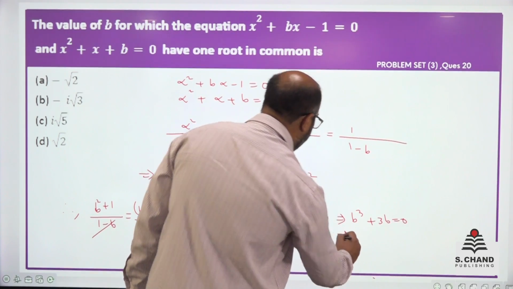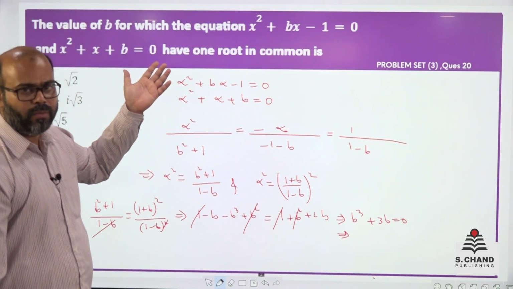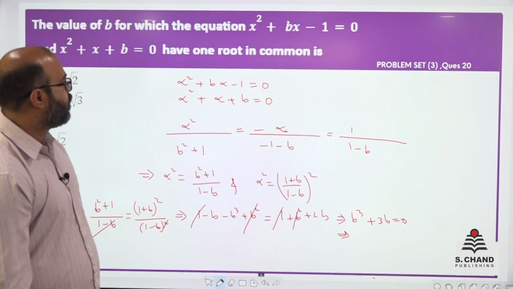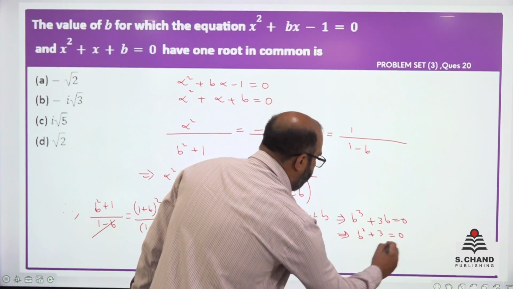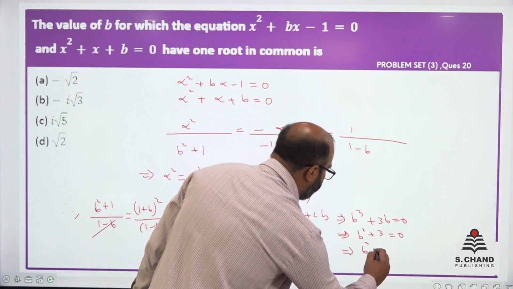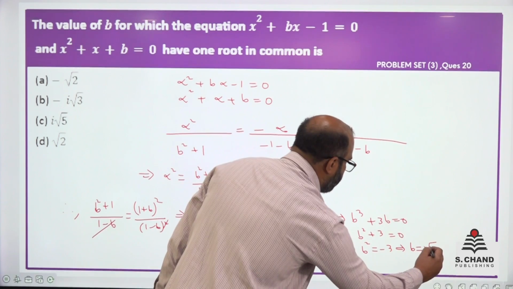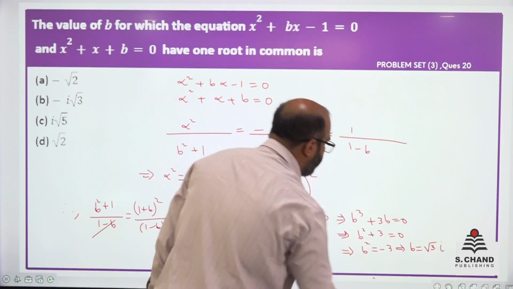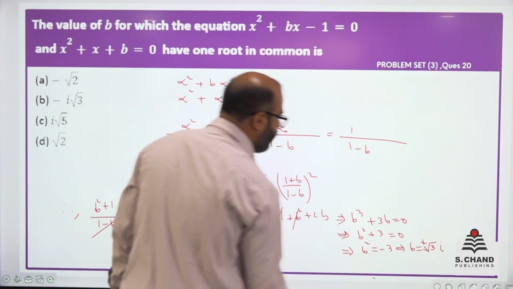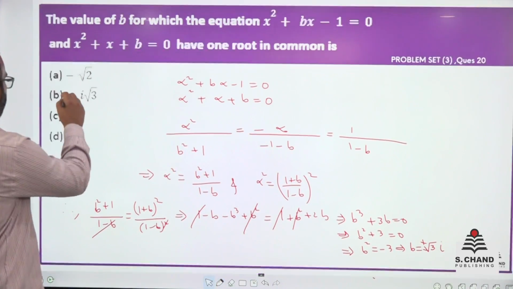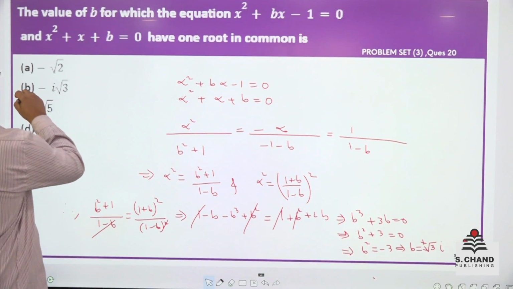Now b is not 0, because if b is equal to 0, this question will be very trivial. So let us take b square plus 3 is equal to 0. So b square is equal to minus 3. So b is equal to plus and minus root 3 iota. There is only one sign given, minus, so we will take minus as the option. If in case plus was also given, that would also be a correct answer.